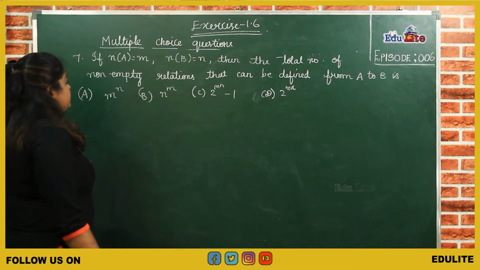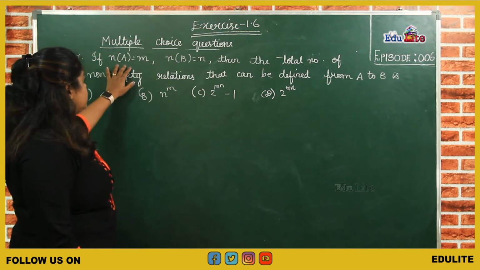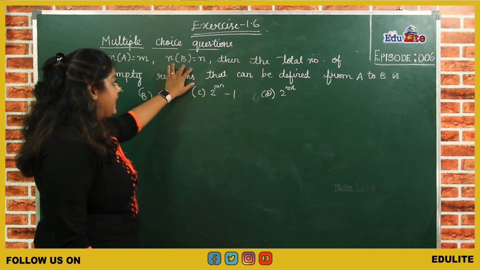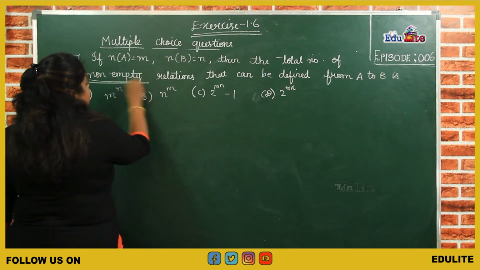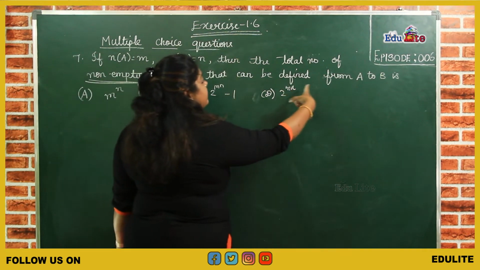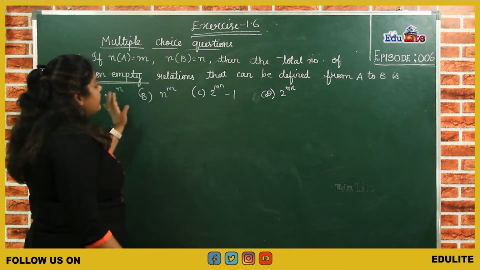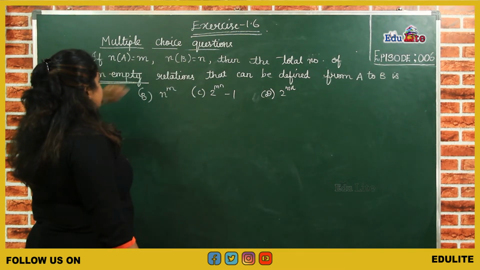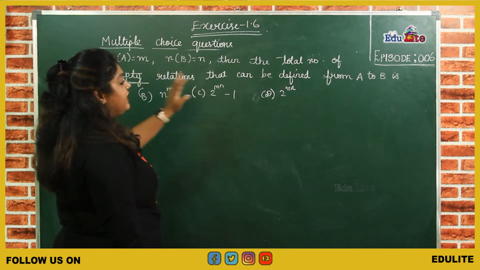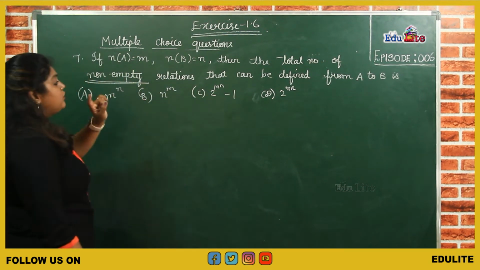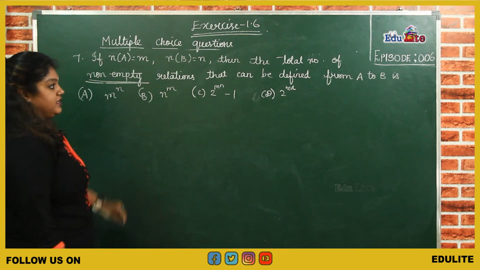Next problem is, n of a equals m, n of b equals n, then the total number of non-empty relations that can be defined from a to b, we have to find. That is, we are given with n of a and n of b elements. We have to find the relations from a to b. We have to take only non-empty relations from a to b.